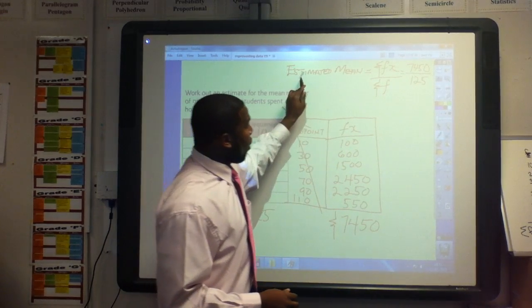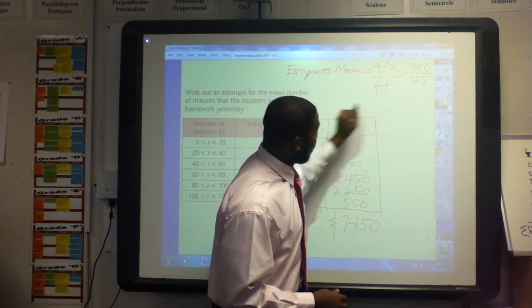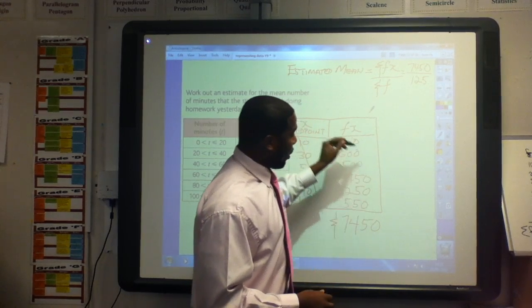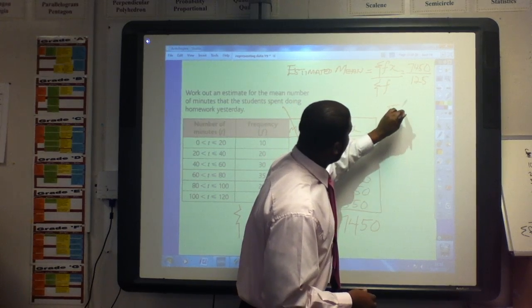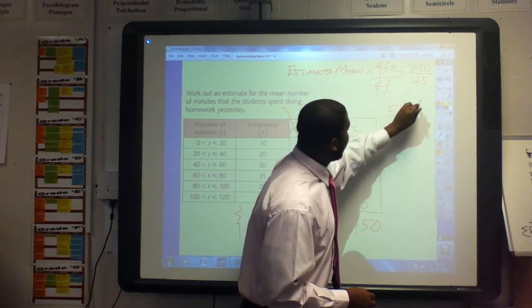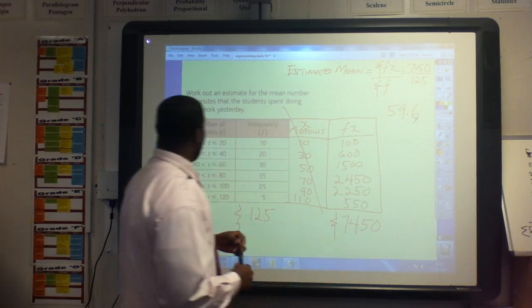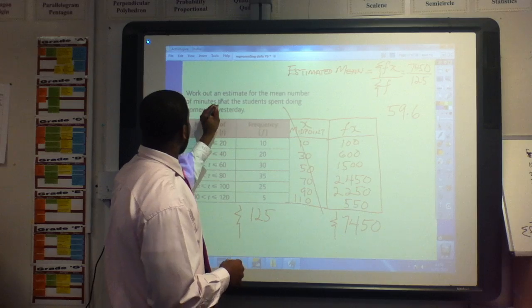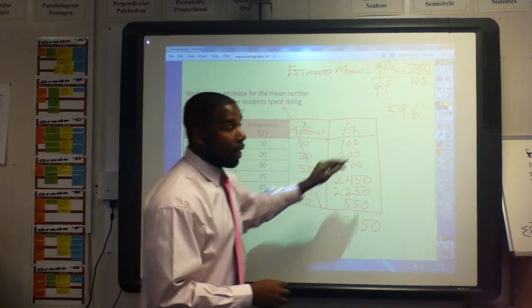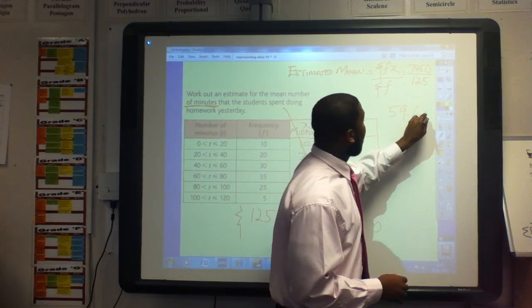Which means that our estimated mean, I'm going to put that right down here, is equal to 59.6. And they did ask to find the estimated mean for the number of minutes, therefore it is 59.6 minutes.